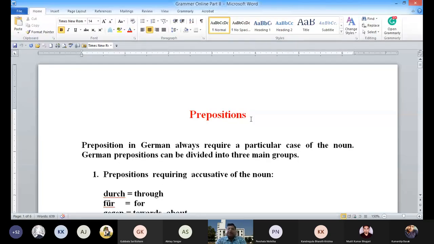All right, so are you able to see the screen? Yes, sir. Okay, so now please see, these are the prepositions.